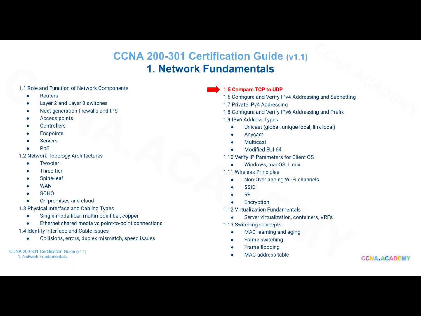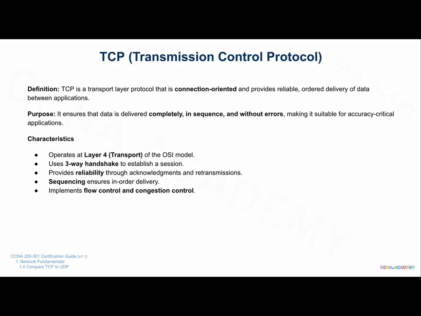Section 1.5. Compare TCP to UDP. TCP, or Transmission Control Protocol, is a connection-oriented protocol that operates at layer 4 of the OSI model. Its primary role is to ensure reliable, ordered delivery of data between applications.